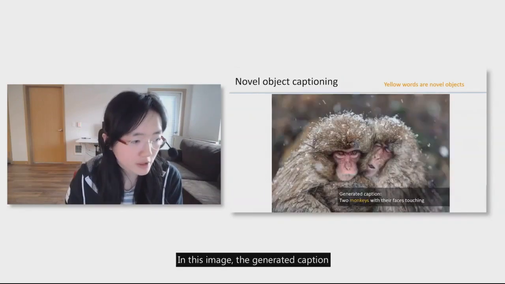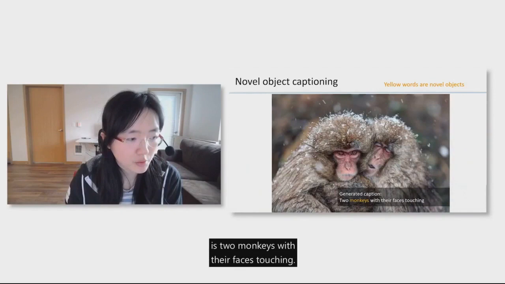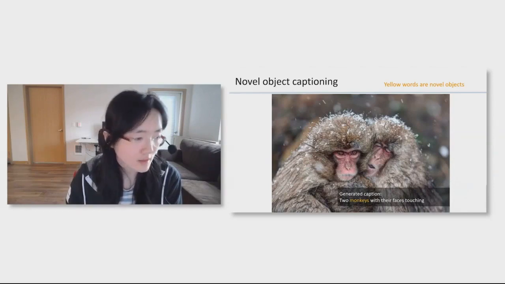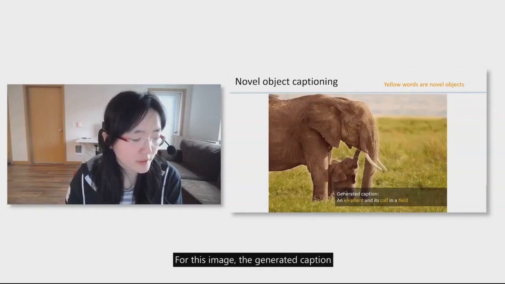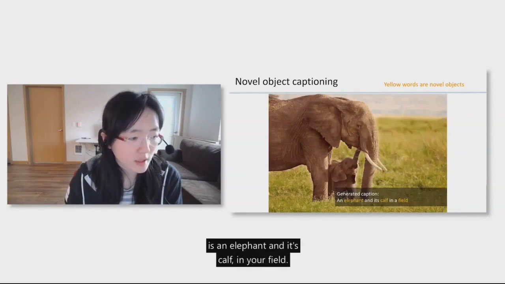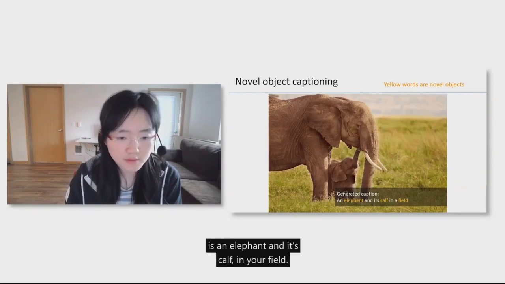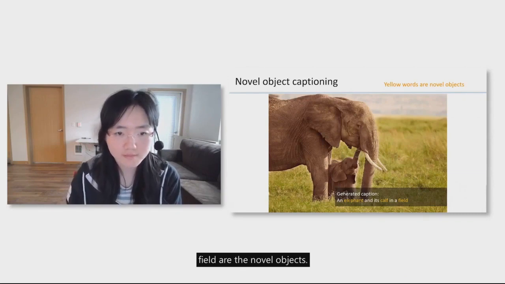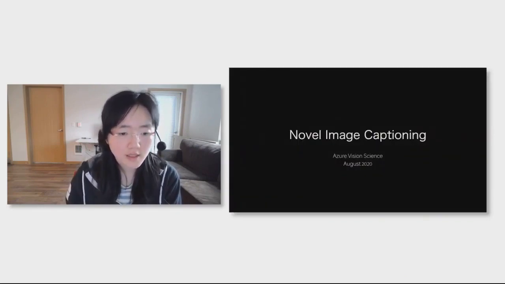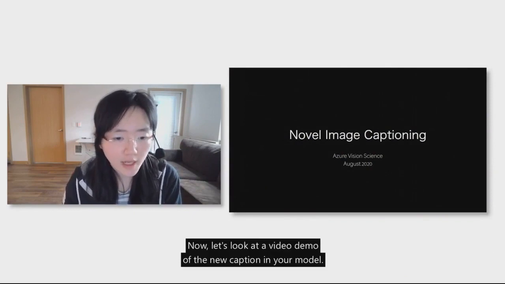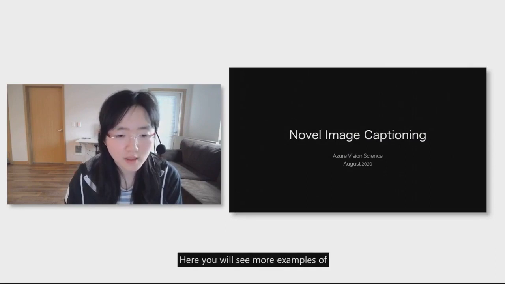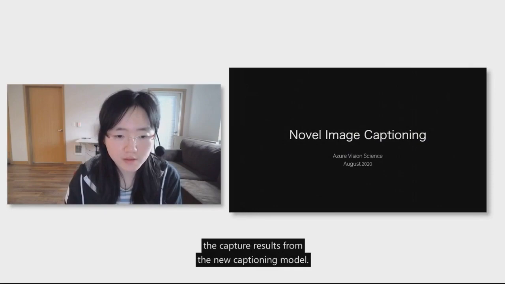And in this image, the generated caption is two monkeys with their faces touching. A monkey is the novel object recognized by the model. And for this image, the generated caption is an elephant and its calf in a field. And here, the elephant, calf, and field are all novel objects. Okay, now let's look at a video demo of the new captioning model. Here you will see more examples of the caption results from the new captioning model.